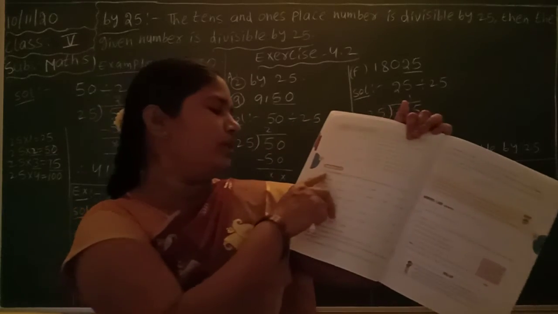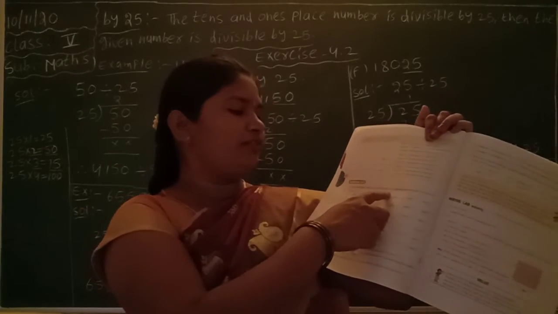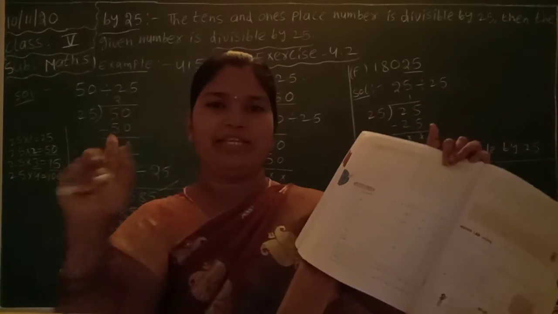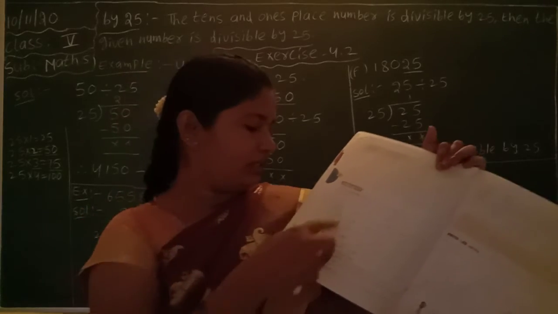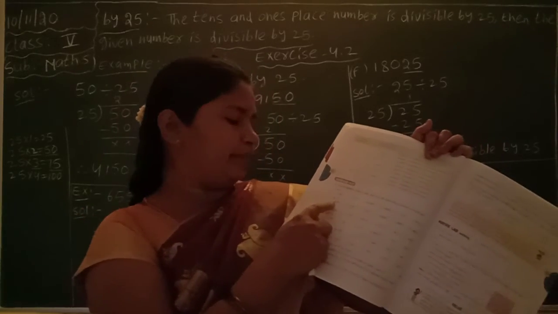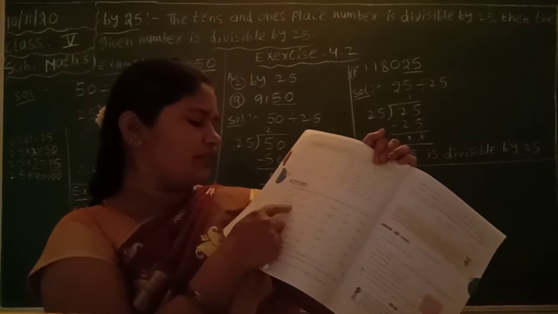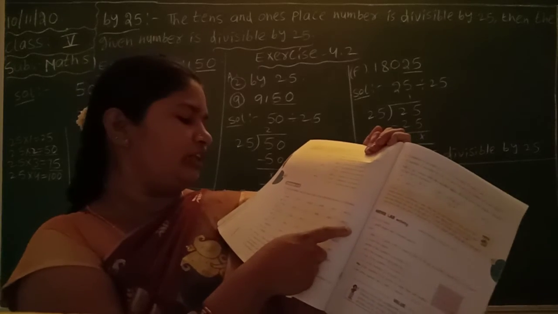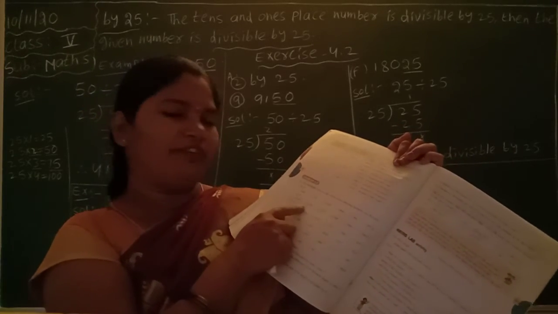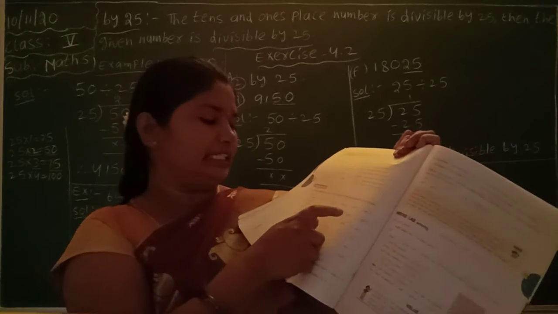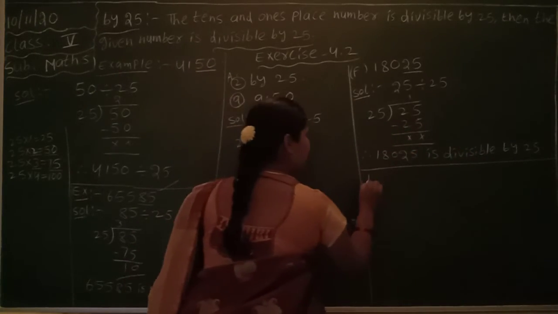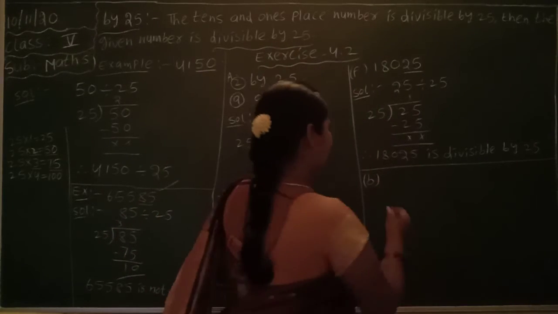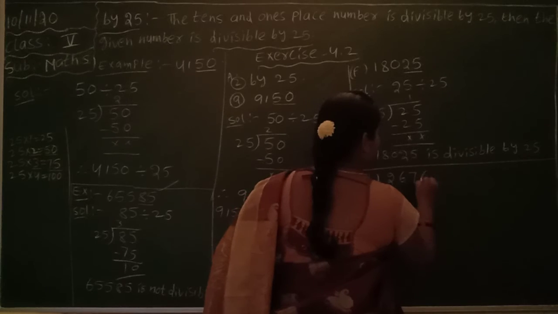Okay children, this is in your textbook page number 92, Exercise 4.2, divisibility test to find which of the following numbers are divisible. The first bit we finished yesterday. Today is by 25. The first question, 9150, I explained. F1, that is 18,025, also explained. Now you can finish B, C, D, E. The B question I have also explained. The given number is 2676.